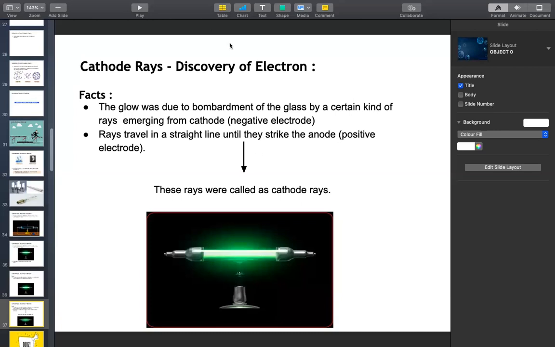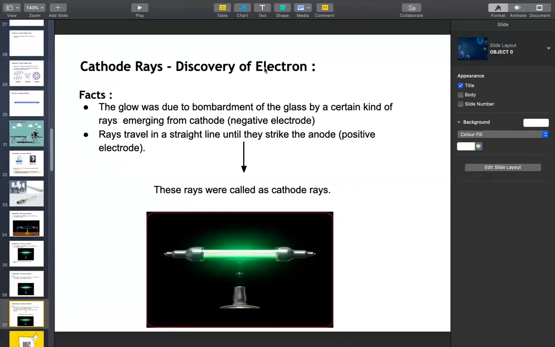Guys, I will ask you one question. Let's say the pressure is not maintained, and the pressure is normal, 1 atm like at room temperature. Will there be conduction? Will electricity flow through the tube? Yes or no? Okay, the answer is no.